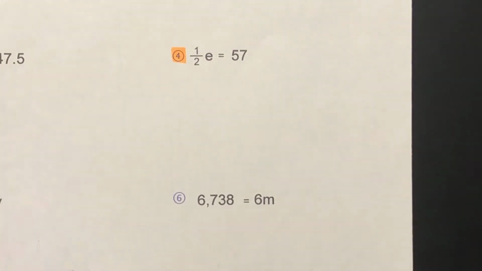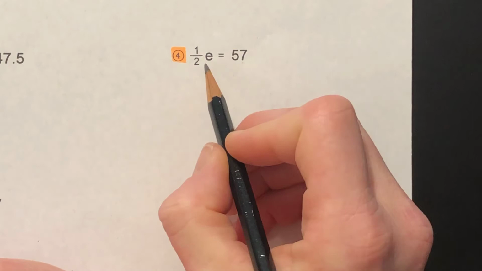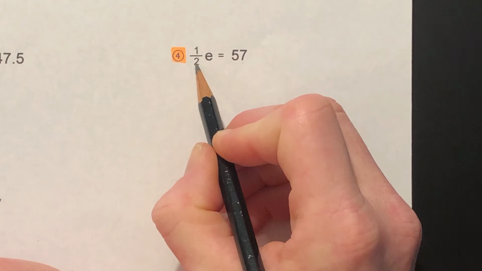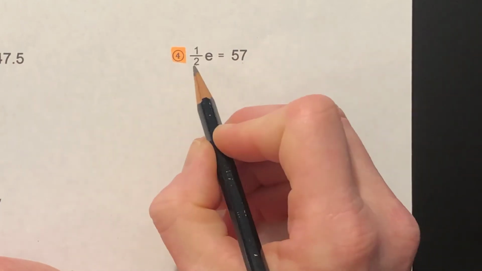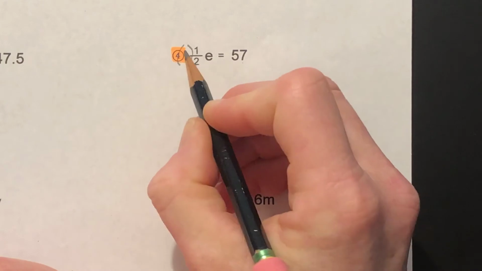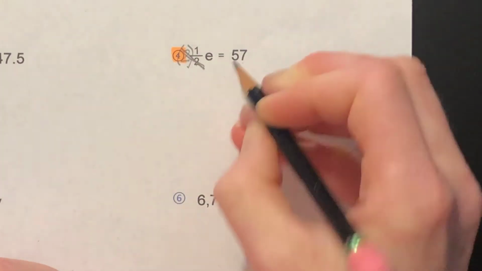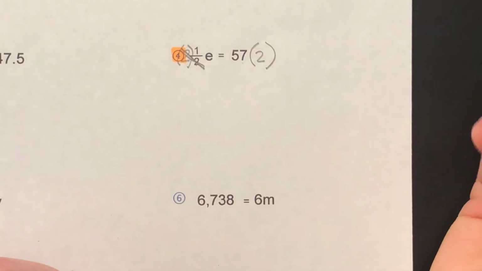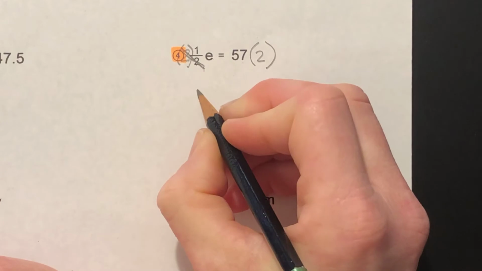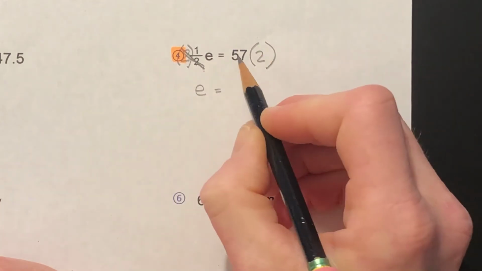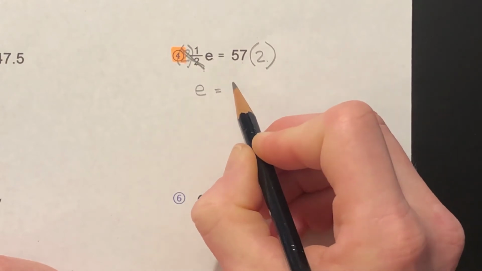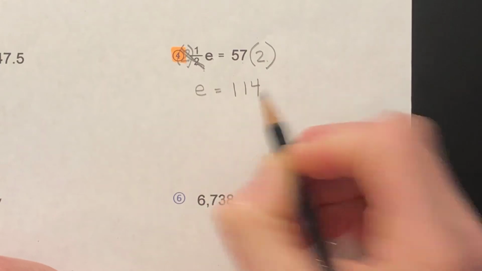Number 4, 1/2 e equals 57. I need to isolate just the e, but I have this fraction here with the 2 in the denominator. Since I want to get rid of the fraction, I'm going to multiply it by 2. That cancels out the 2. But this is algebra, so I have to do the same thing on both sides always. So I'm left with 1e, or e. 57 times 2 is 114. Did it in my head.